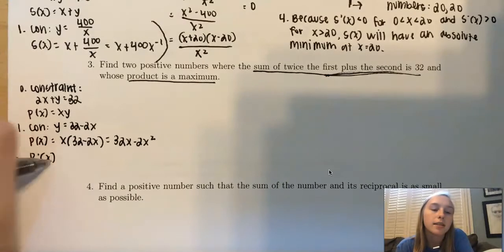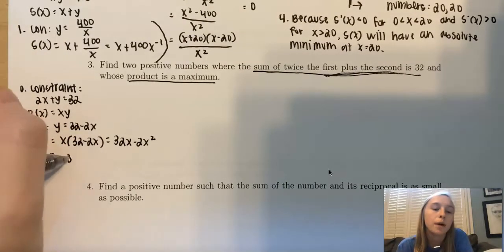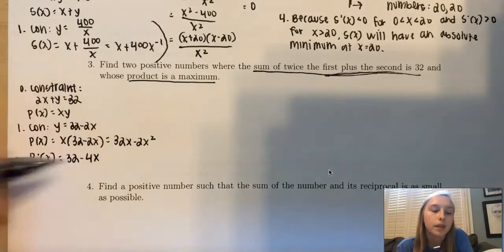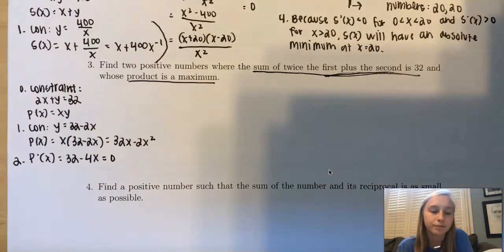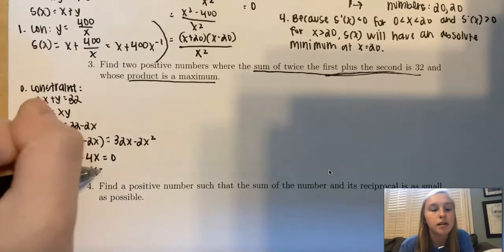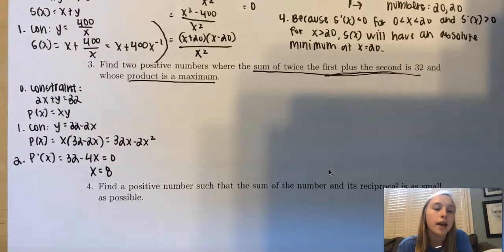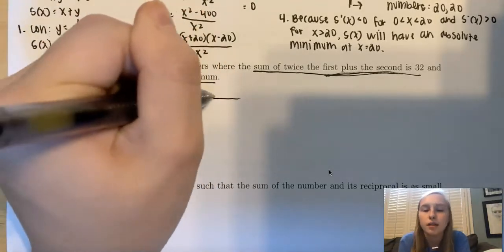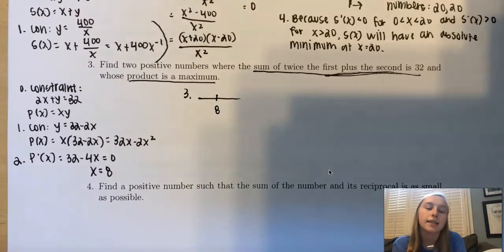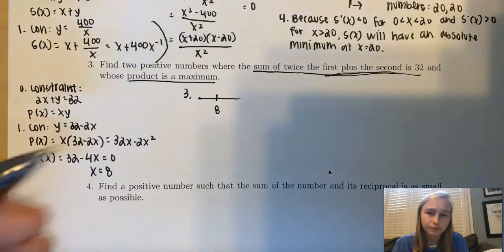So p prime of x in this case equals 32 minus 4x. And remember to set that equal to 0. And then you just solve for x. So in this case, x equals 8. 4 times 8 equals 32. And 8 is that 0 in the side chart.